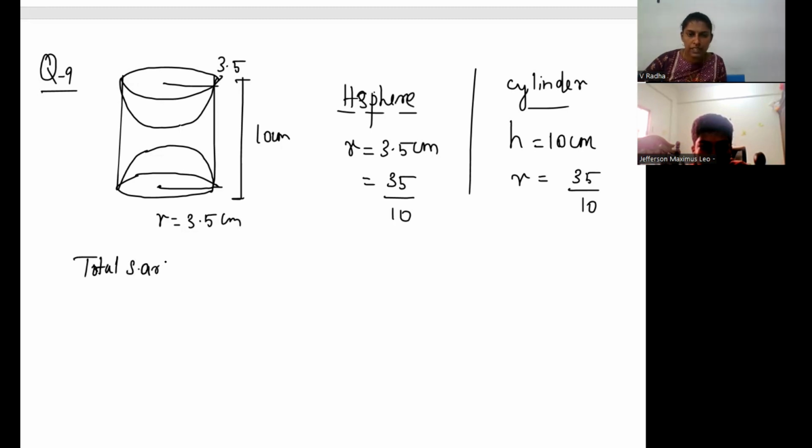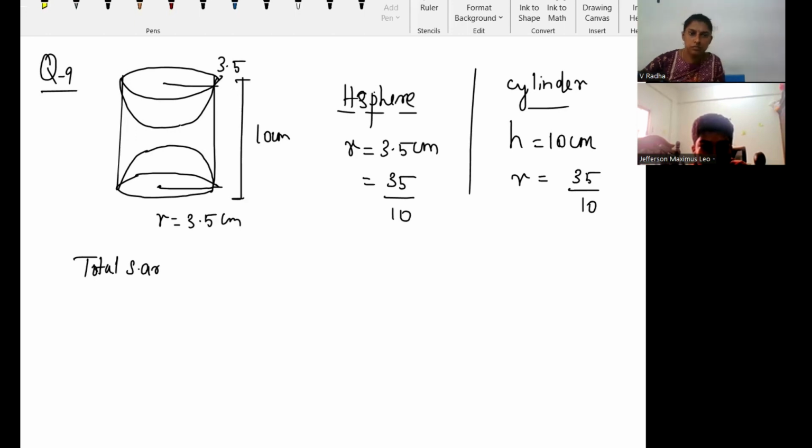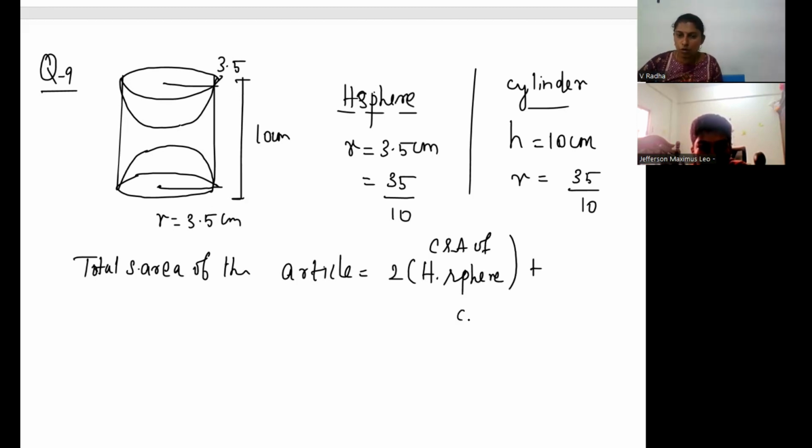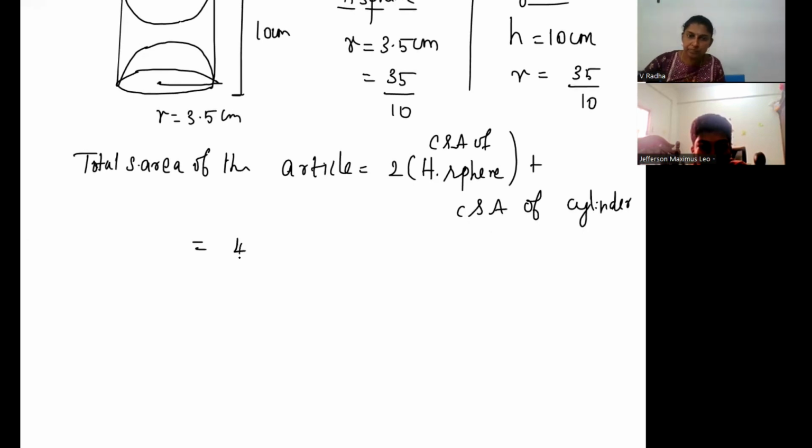Now, the total surface area of the article is equal to 2 times the CSA of a hemisphere, is it correct, plus the CSA of a cylinder. Okay, so 2 times 2 pi r squared, simply we take as 4 pi r squared. For the cylinder, 2 pi r h.